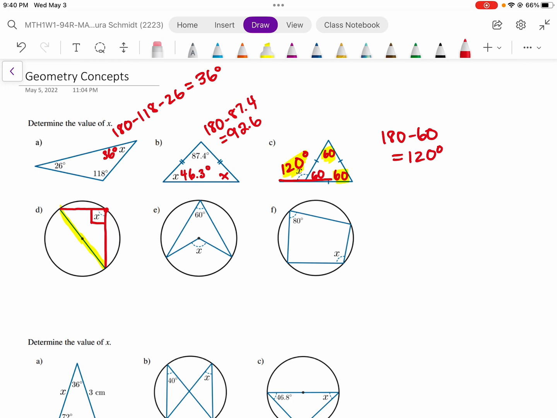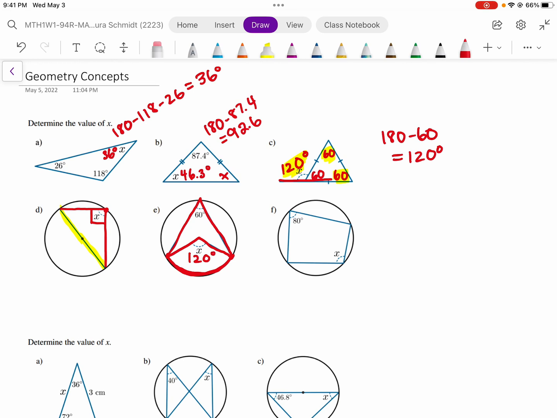This one's our twice angle thing. So these two angles are subtended by the same arc. So we can make this angle through that arc, and we can make this one. The center angle is always twice, so it would be 120, 60 times 2.